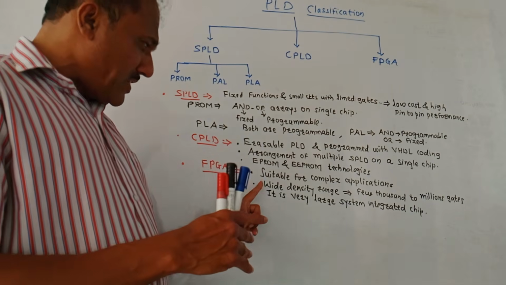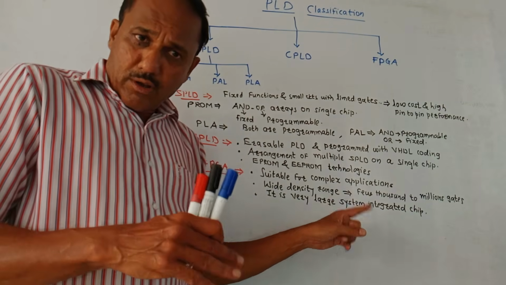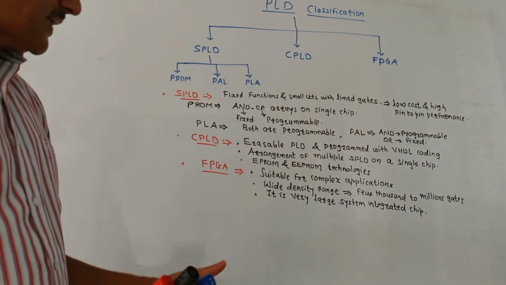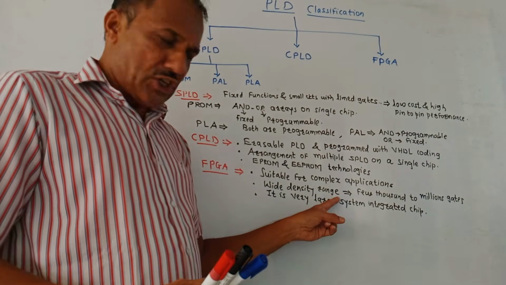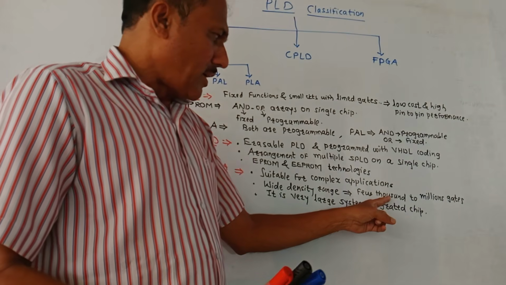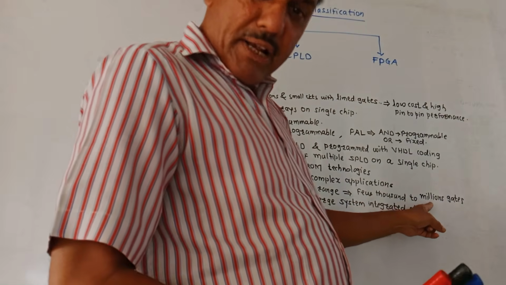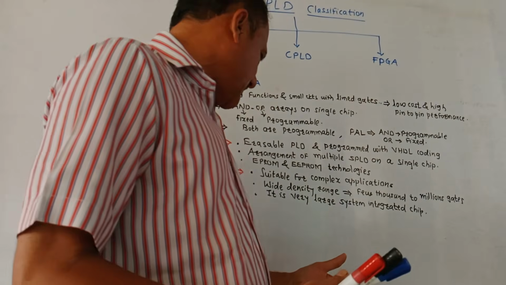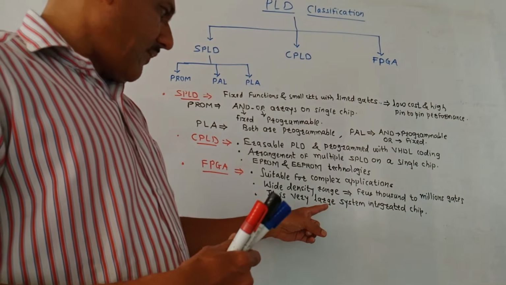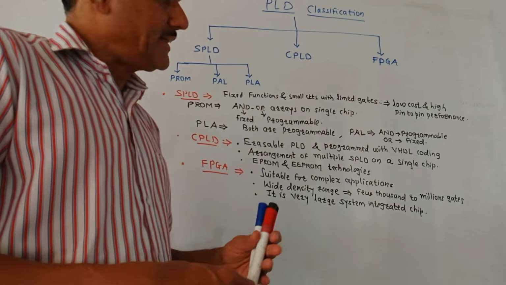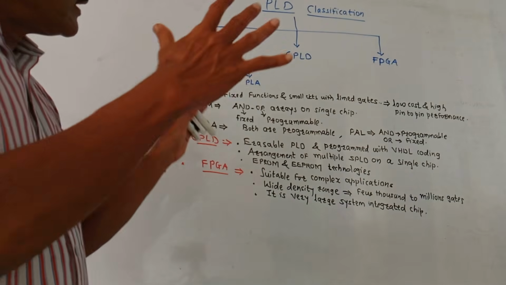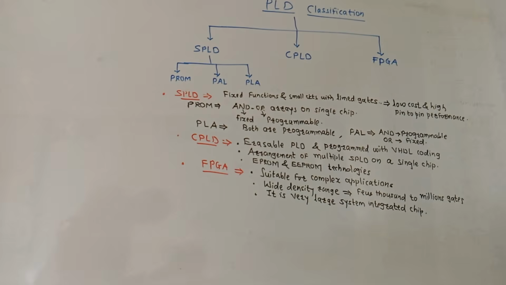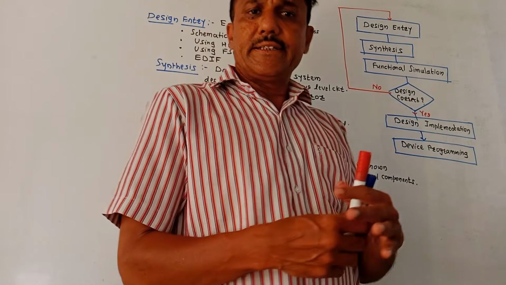Presently, FPGA is suitable for all complex applications. It has a wide density range, that is from few thousand to millions logical gates. So it consists of few thousand to millions logic gates, and it is very large system interconnected chip. So this is about the classification of PLD. Now let us discuss the design flow.